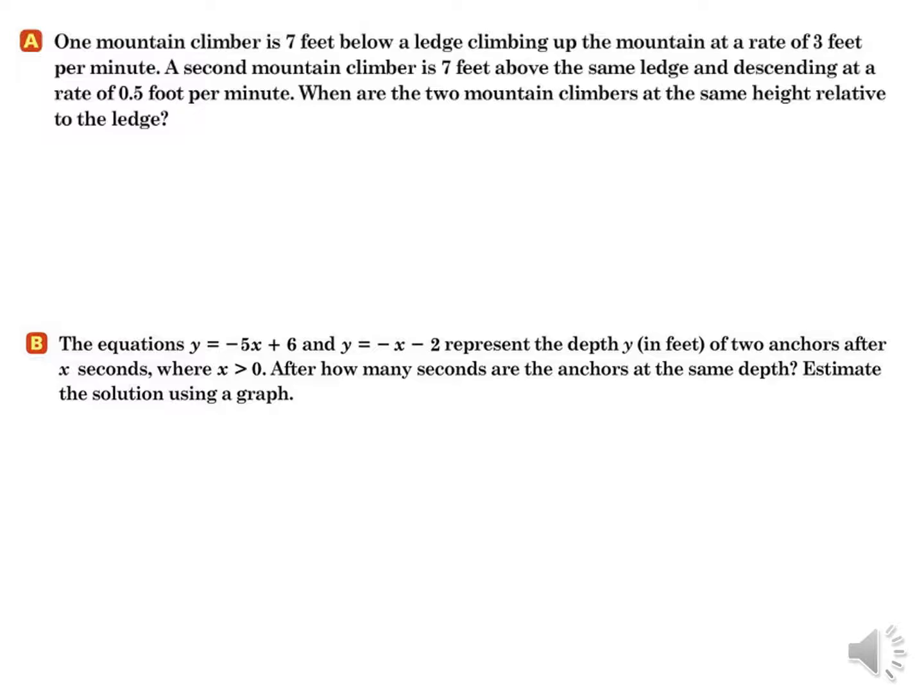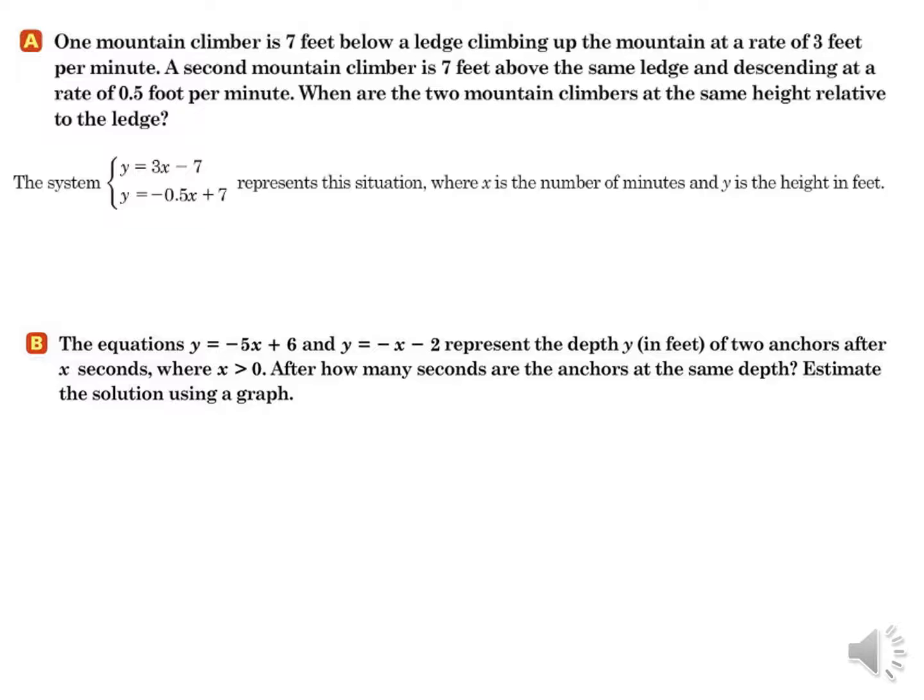When are the two mountain climbers at the same height relative to the edge? When are the two mountain climbers going to be at the same height? Okay, so here I have 3x minus 7, right? Because he's at 7 feet below and he's ascending, he's climbing up at +3 feet per minute. Then I have a -0.5 because he's descending, that's going down at 0.5 feet per minute, but he's already 7 feet above the same ledge.